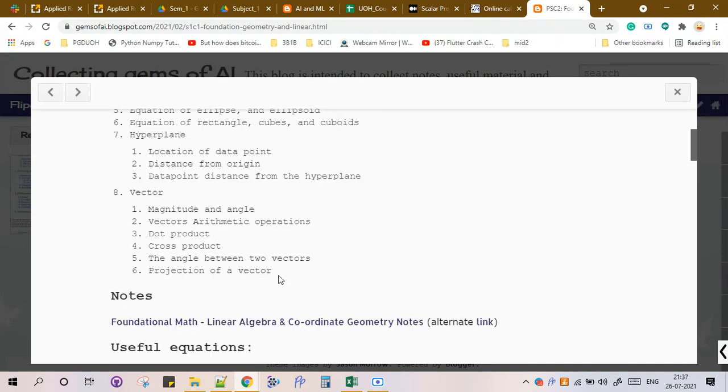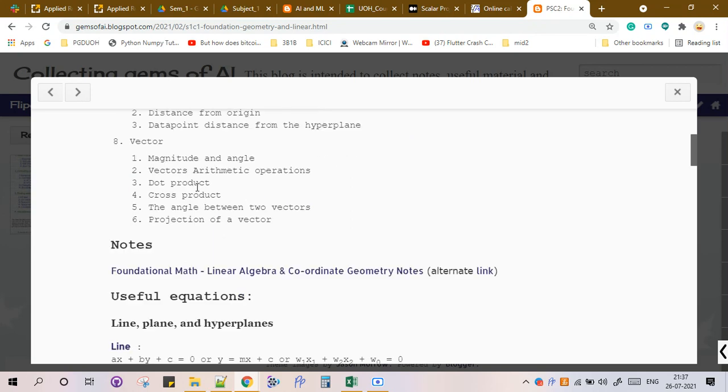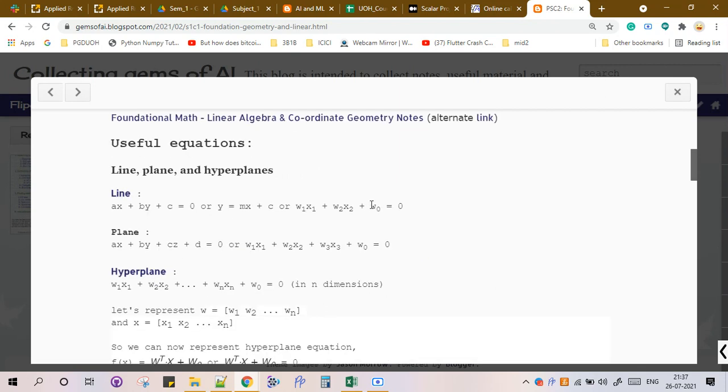Okay, and then we will see some vector algebra, how to measure the magnitude, the angle, some arithmetic operations, dot product, cross product. Cross product is not much used because we are not interested in the resulting direction of a force or something, output vector. And the angle between two vectors is also very much useful in case of cosine similarity, cos theta, that kind of thing, and projection of a vector. Correct. So let's have a bird's eye view that I promised on some formulas.